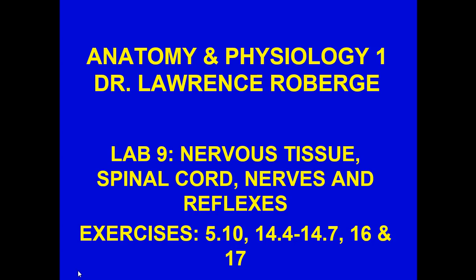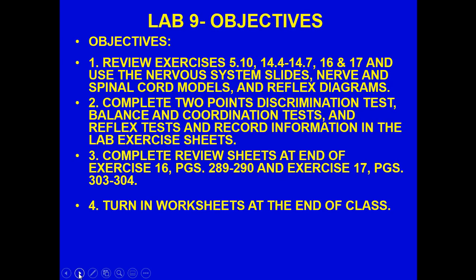What you're going to notice here is the exercises 5.11, which is basically going to look at the microscopic anatomy. You're also going to have section 14.4 and 14.7, which is going to cover some of the aspects of the spinal cord, as well as 16 and 17. So let's get started. You are to review the exercises on 5.10, 14.4 through 14.7, 16, and 17.